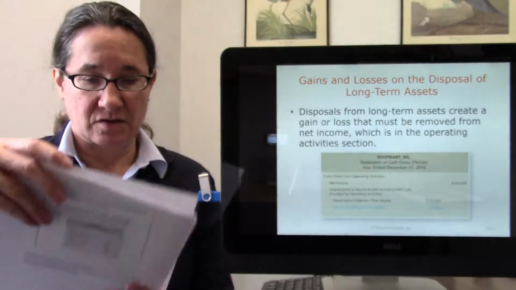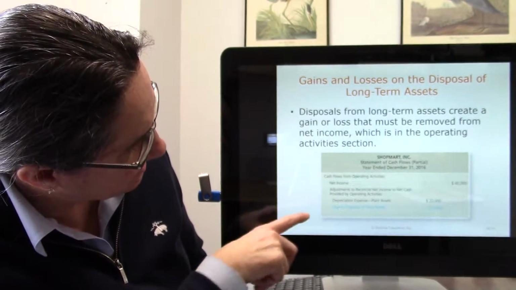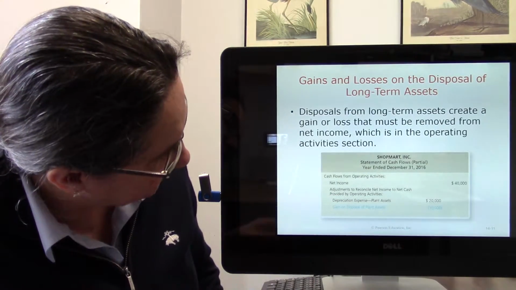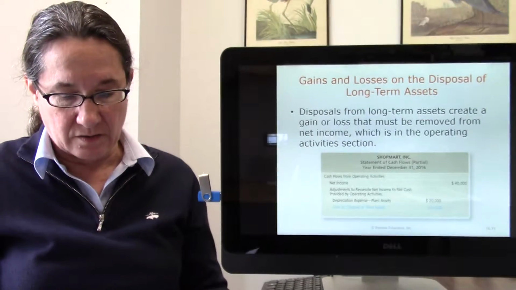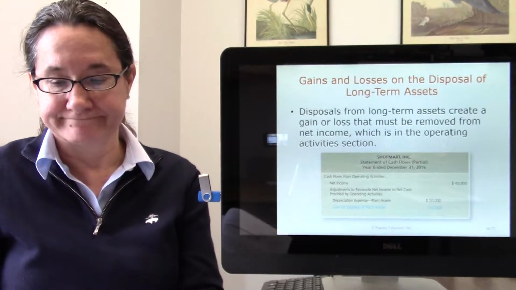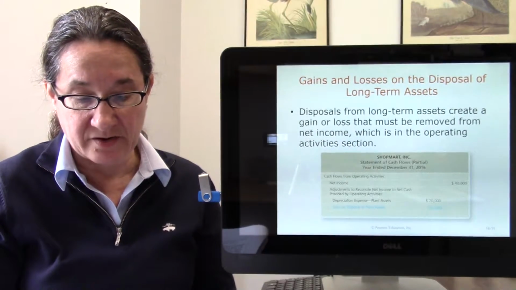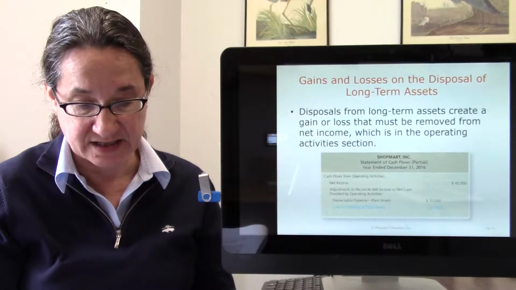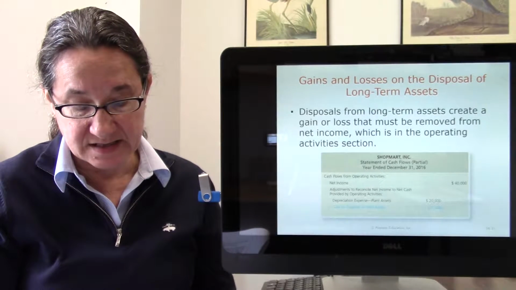Next, changes in current adjustments to reconcile net income to cash provided by operating expenses, gain on disposal of plant assets. All right. So disposals from long-term assets create a gain or loss that must be removed from operating net income, which is the operating activities section. All right, so gain or disposal on plant assets.